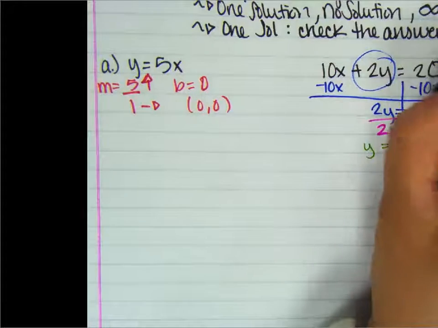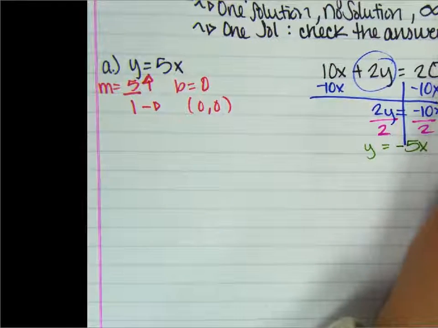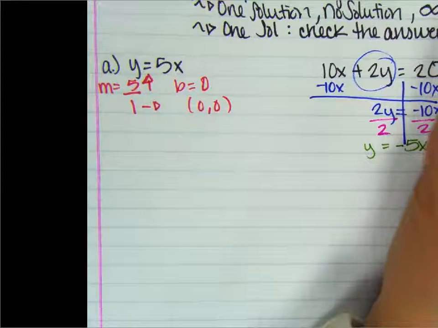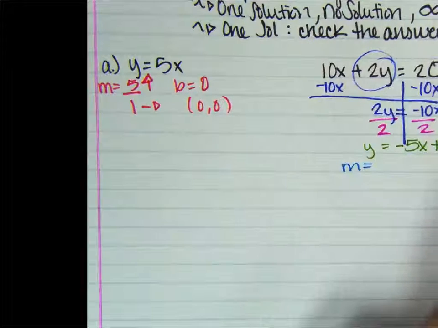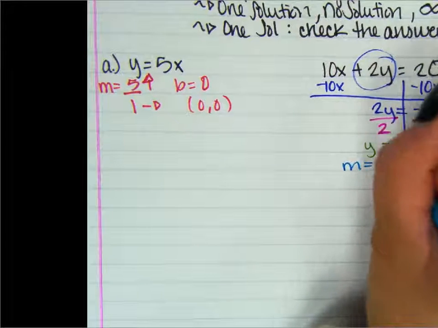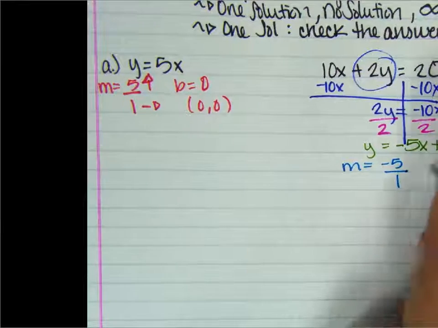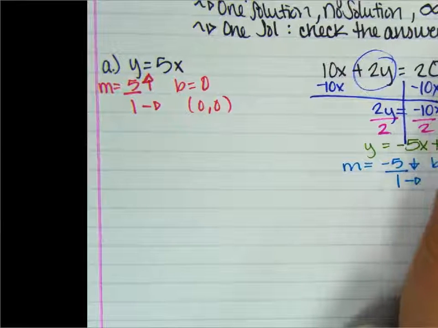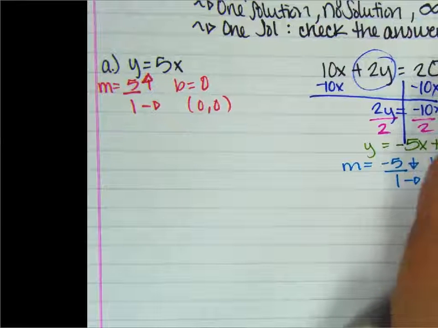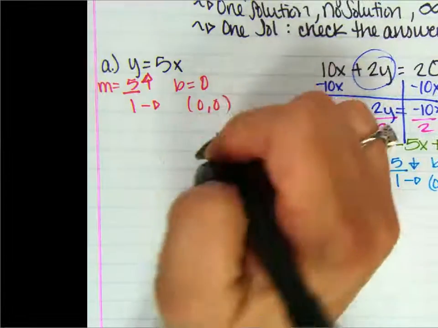We get y equals, what's negative 10 divided by 2? Negative 5x. And what's 20 divided by 2? Positive 10. What's your slope of this line? Negative 5 over 1. Arrows for your slope are what? Down and right. Good. What's your y-intercept? Ordered pair? Good. Let's draw a graph.